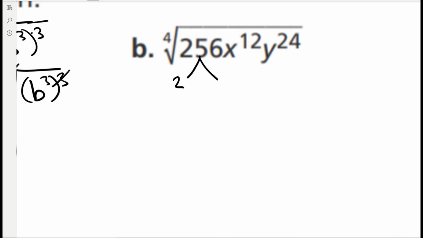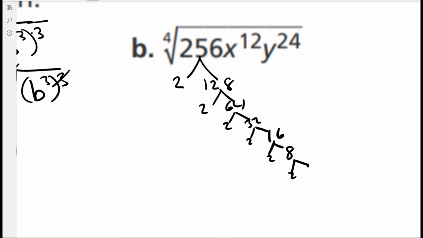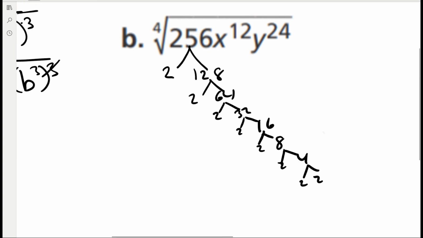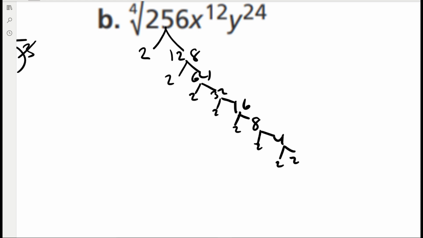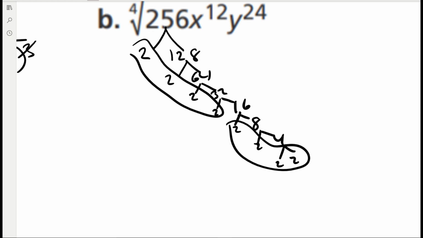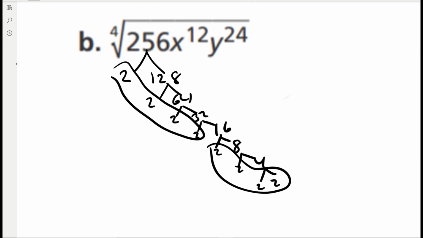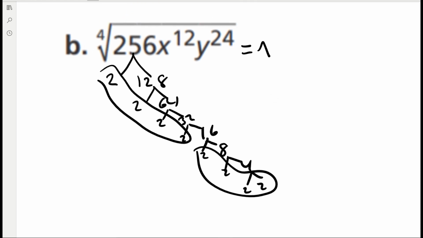So half of 256 is 128. Half of 128 is 64. Half of 64 is 32, and half of 32 is 16. Half of 16 is 8, half of 8 is 4, and half of 4 is 2. All right, so basically we have 4 2's here, and we got 4 2's here. So basically it's 2 to the 4th and 2 to the 4th. So I'm going to write it as such, since it's 4th power here, 2 to the 4th times 2 to the 4th. I got 2 sets of 4's.